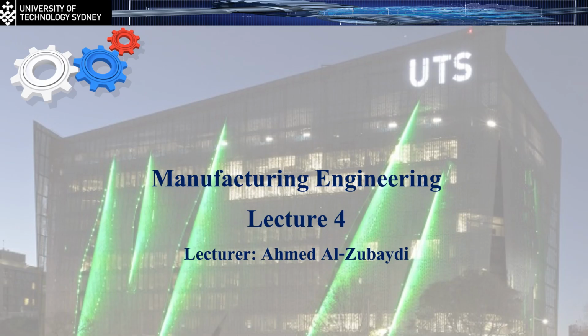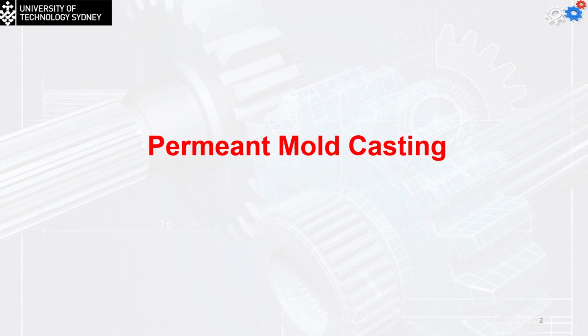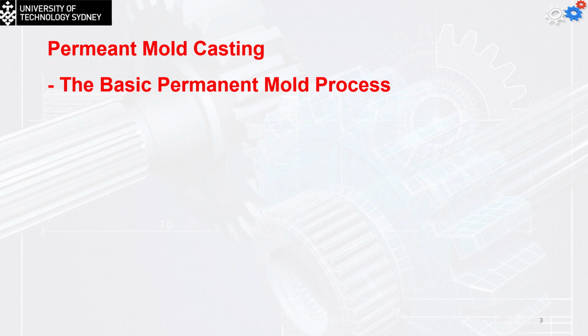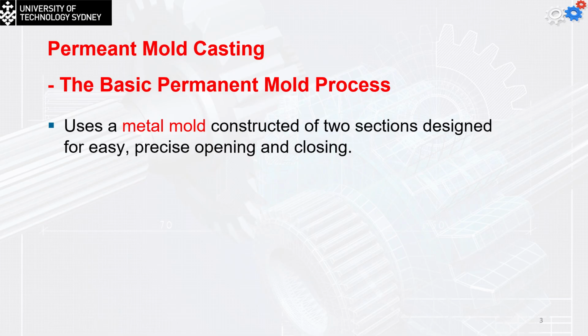In this part, we're going to talk about the other type of casting, which is the permanent mold casting. The basic permanent mold casting processes use a metal mold instead of the sand one, like what we had in the previous type, the expendable mold casting.